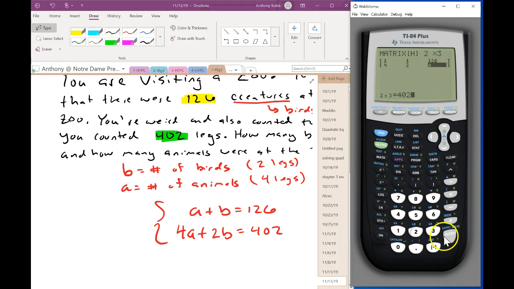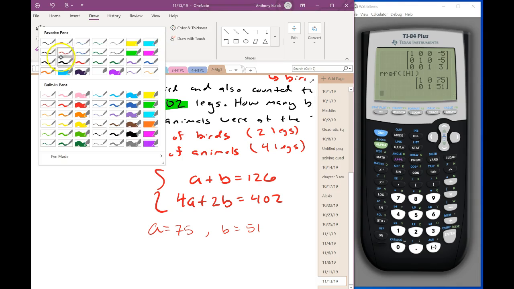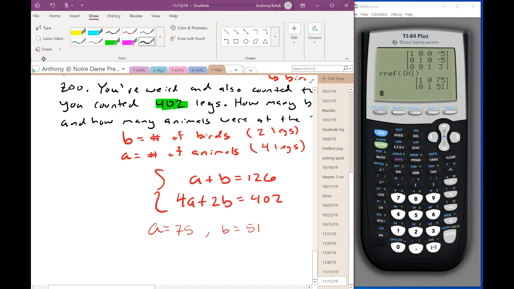So again, on the test, you'll be given a story problem. What I would ask of you is to write the system of equations, and then you can solve that story problem using your graphing calculator or whatever, using either of those matrix methods. So what does this tell me then? We have 75 animals and 51 birds. Everybody okay there? So you saw a lot of birds.